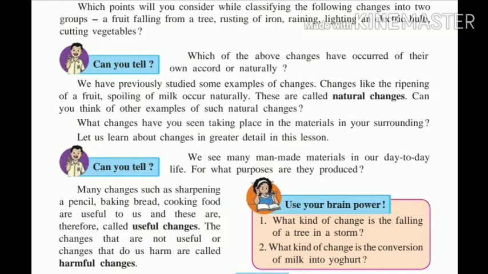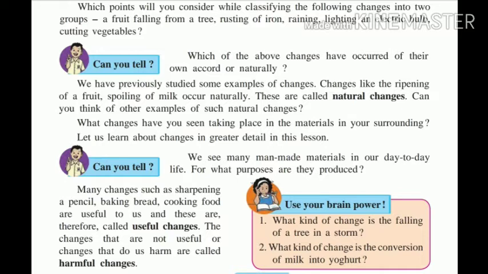The changes that are not at all useful, or the changes that harm us, are called harmful changes. So we know that the changes which help us or benefit us, like cooking food, baking bread, pencils for writing and also doing other things, are all useful changes. But things like rotting of vegetables and fruits, or if we bring iron materials and they start rusting, can be termed harmful changes.